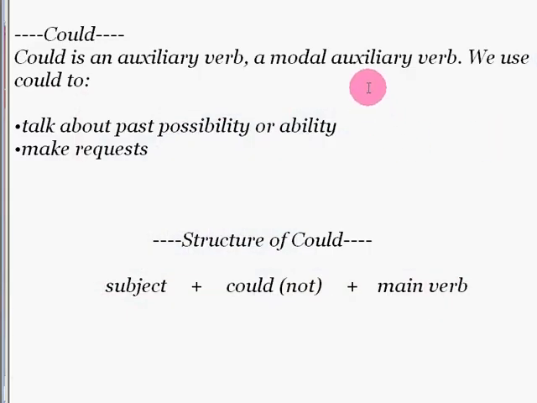Could is an auxiliary verb, a modal auxiliary verb. We use could to talk about past possibility or ability. Also, on making requests. Now, how can we make a sentence with the word could? This is the structure. Of course, it's just the same with the word can. The subject, and then the word could, and then the main verb. Now, for a negative sentence, we just have to add not.